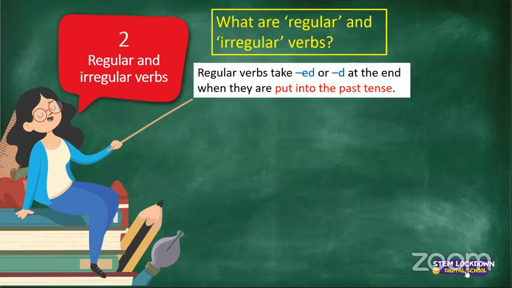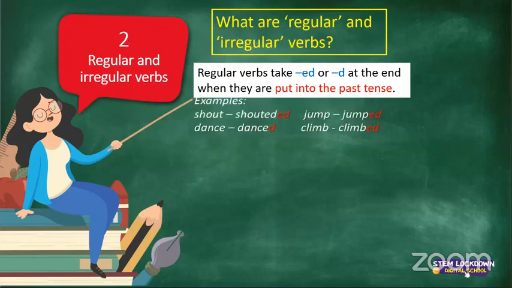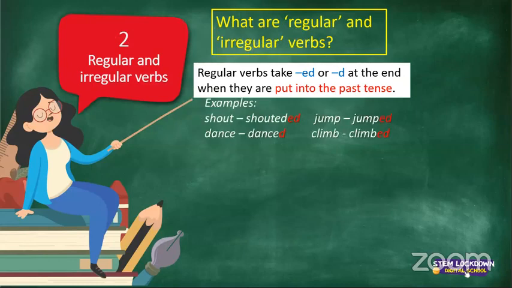Right, now just to review the regular verbs, if you add ed or d at the end, you put them into the past tense. Remember that? Such as shout, shouted, dance, danced, jump, jumped, climb, climbed. Right, that's the easy part.